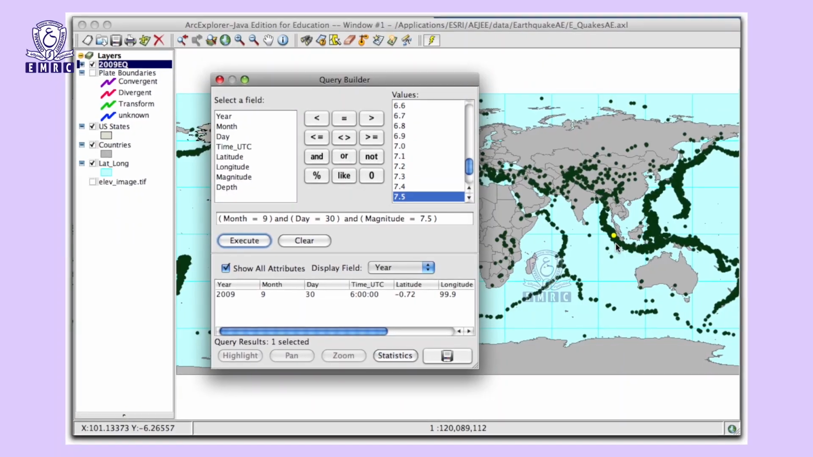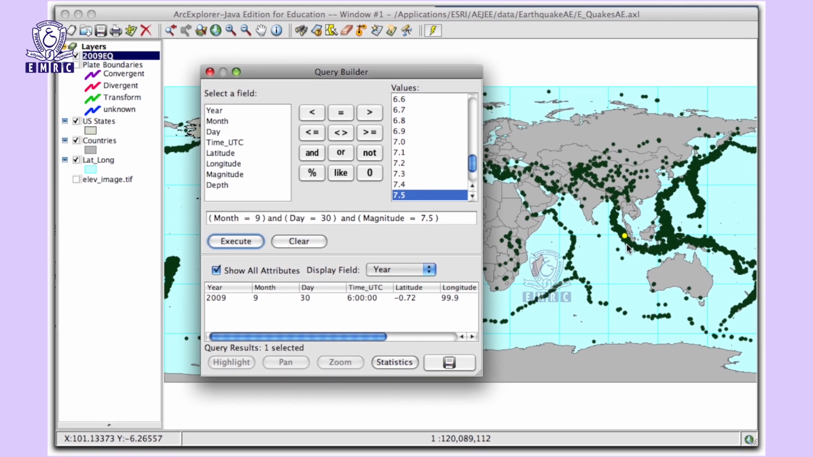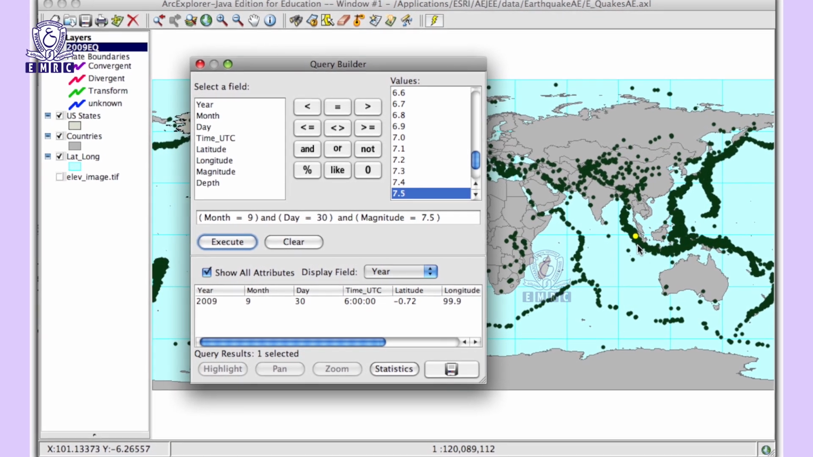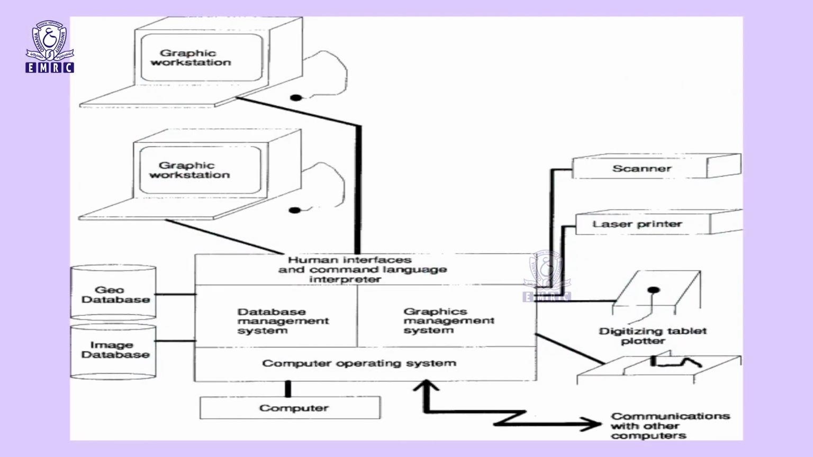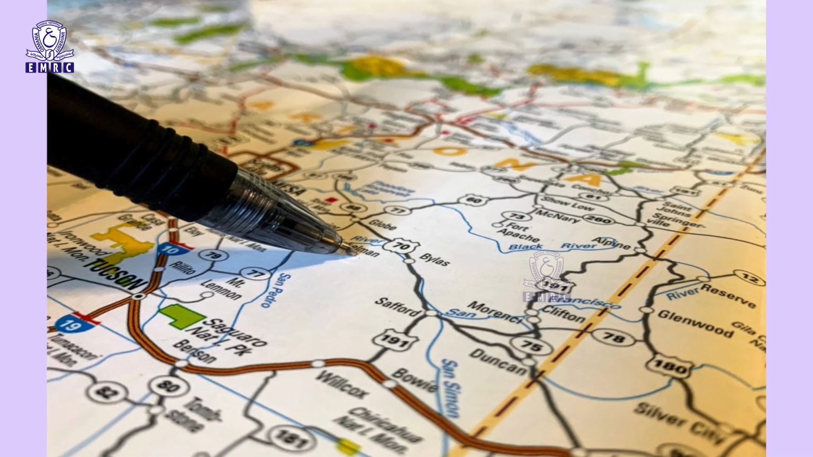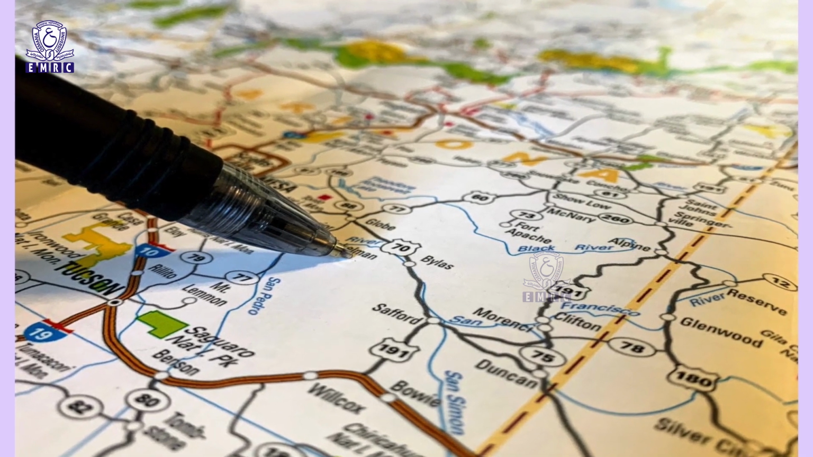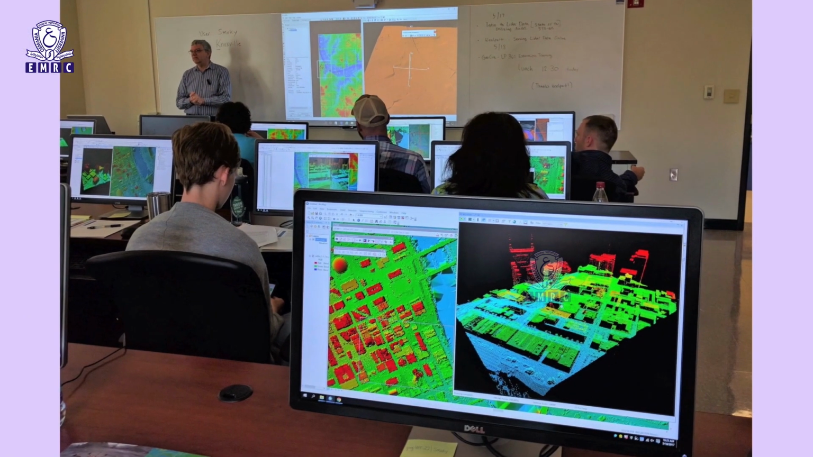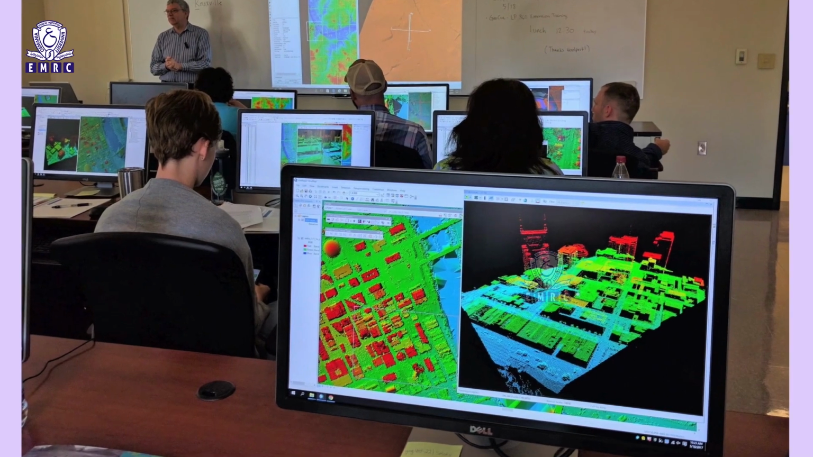Spatial query. This involves selecting features based on location or spatial relationships, which requires processing of spatial information. For instance, a question may be raised about parcels within 1 mile of a freeway and each parcel. In this case, the answer can be obtained either in the form of a hard copy map or by using a GIS with the required geographic information.